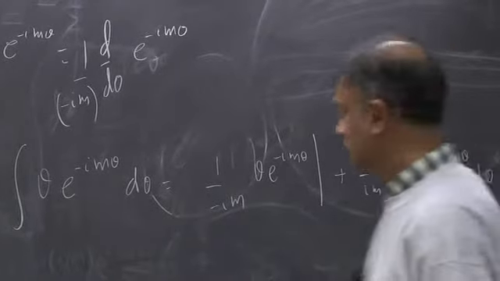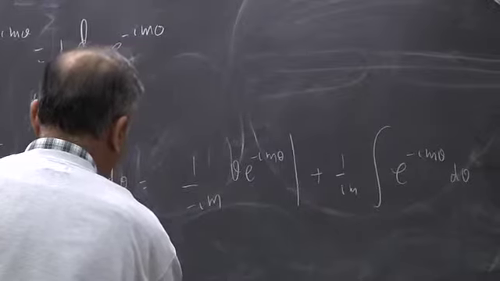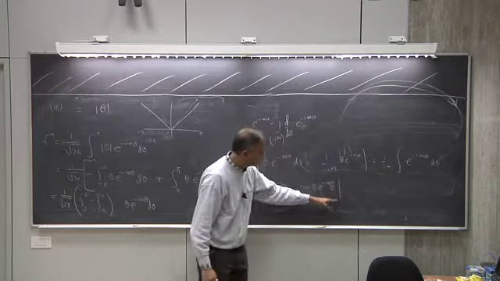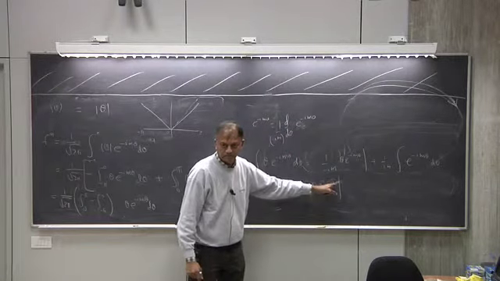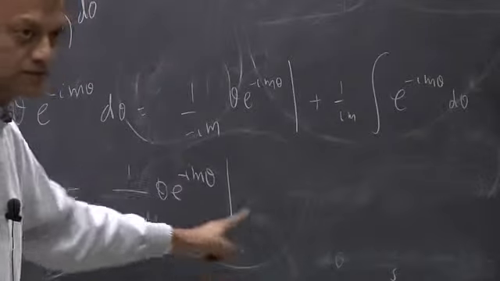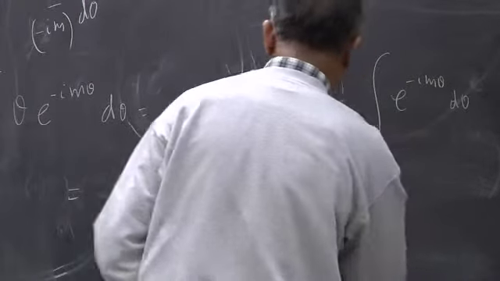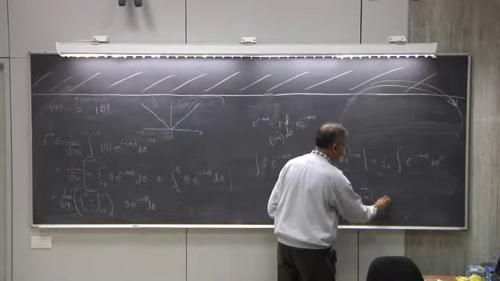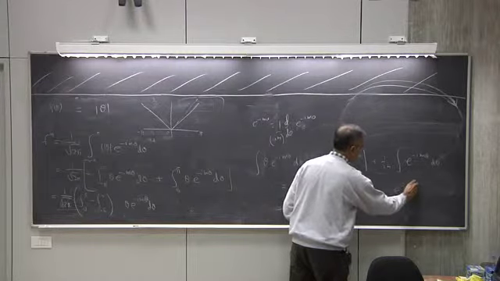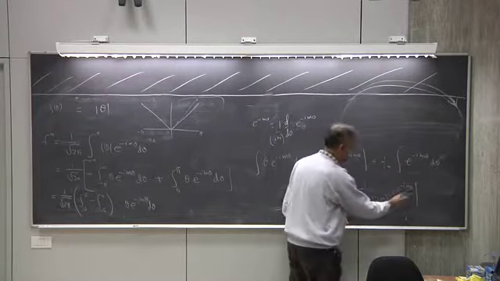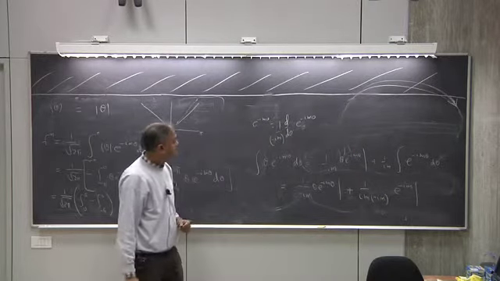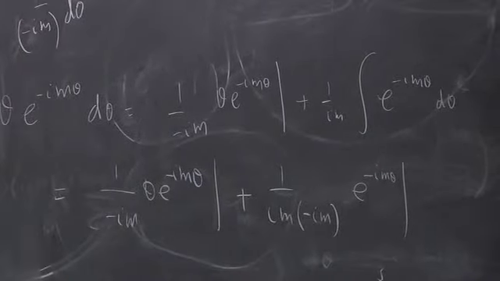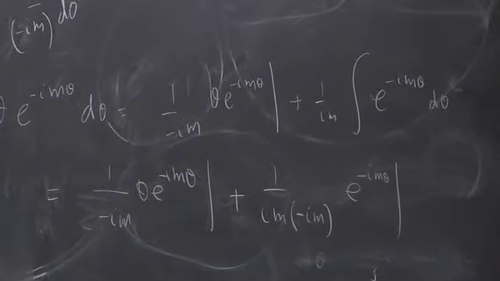And then I have just the integral of e to the minus i m theta d theta, which gives you again, so this whole thing is 1 over minus i m theta e to the minus i m theta with the appropriate boundary values plugged in, whatever they are. And here I will get again plus 1 over i m times minus i m e to the minus i m theta, but you can integrate directly, right? Again, the boundary values. Write this as that, and then just get the boundary values.